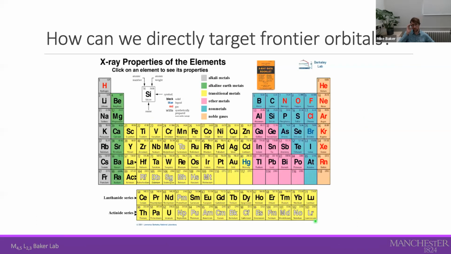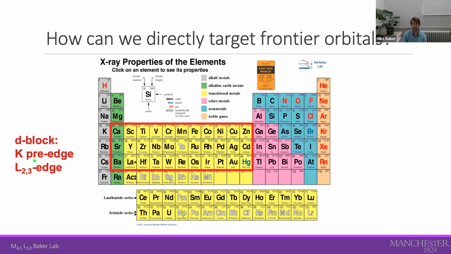So let's look in a bit more detail at how we can directly target frontier molecular orbitals. This is the periodic table of X-ray spectroscopy provided by Berkeley, and I'll just identify different regions. I've mentioned the K pre-edge. The K pre-edge is good for accessing the lowest unoccupied molecular orbitals for transition metal ions, or alternatively, we can use the L edge.